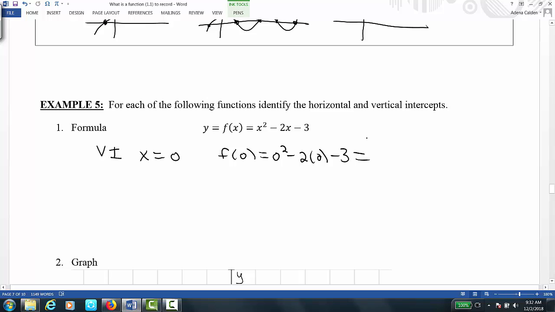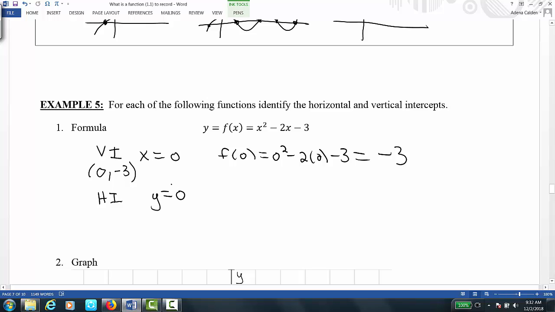So what we're going to do here is consider what the value of y is, and that will be our vertical intercept. That gives us a value of negative 3. So our vertical intercept here is the point (0, negative 3). Now, we can look for our horizontal intercept. Remember, our horizontal intercept, which I'll write as HI, is going to happen when y equals 0.